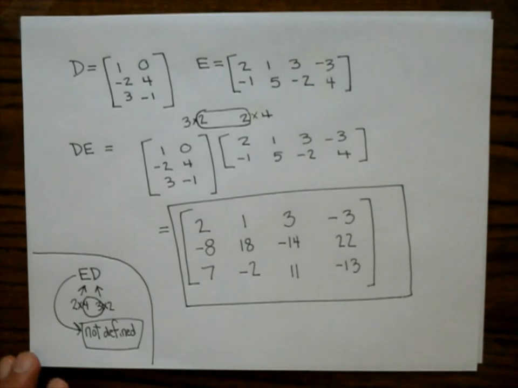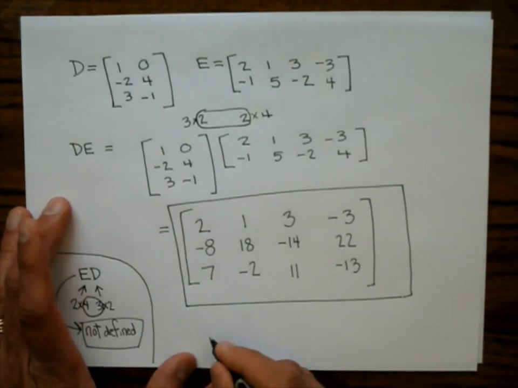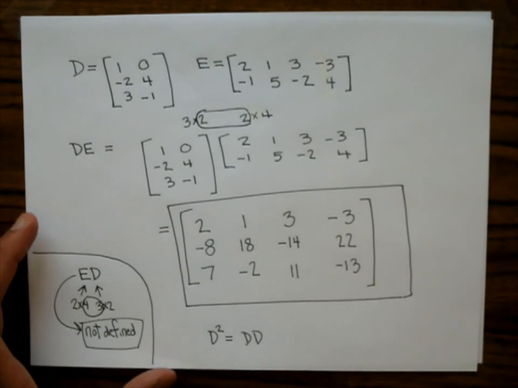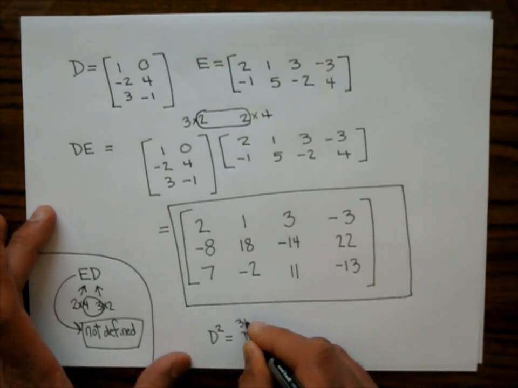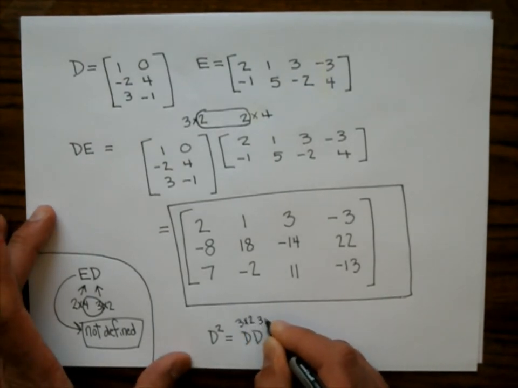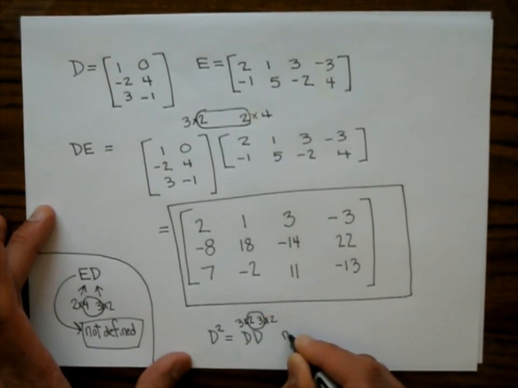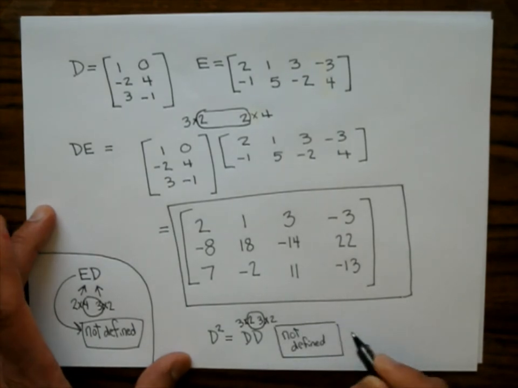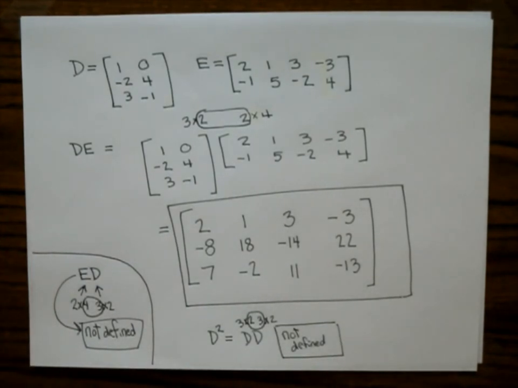We have our answer. Let me go ahead and put another problem on the sheet that I didn't have, and that would be D squared. D squared is D times D. The size of D is 3 by 2. And then we have another 3 by 2. And so the inside numbers do not match. This one is not defined. So you can only take the square of a square matrix. Let's continue.